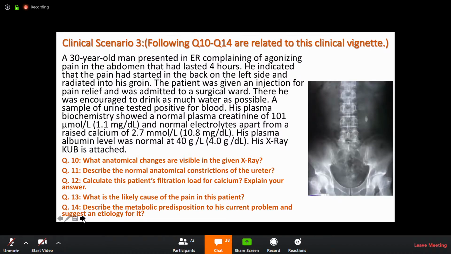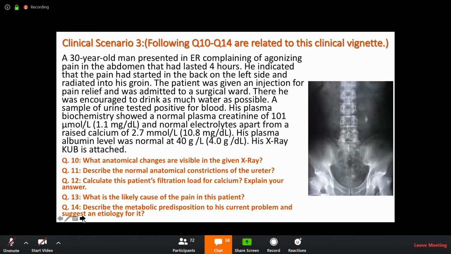Number 3: a 30-year-old man presented in the ER complaining of agonizing pain in the abdomen that had lasted 4 hours. He indicated that the pain had started in the back on the left side and radiated into his groin. The patient was given an injection for pain relief and was admitted to a surgical ward. There, he was encouraged to drink as much water as possible.